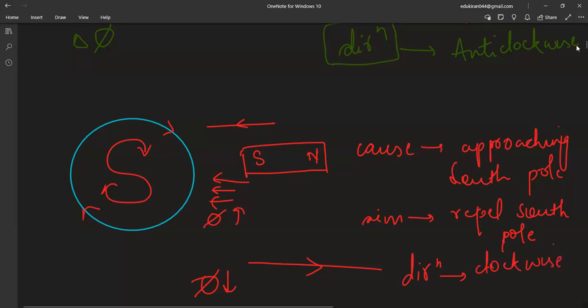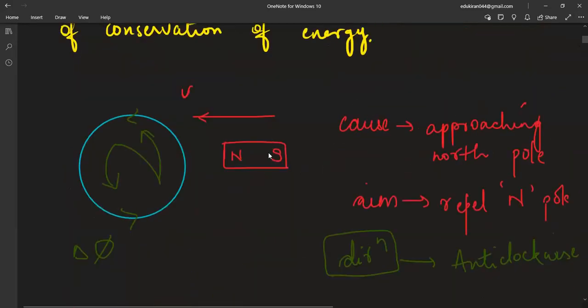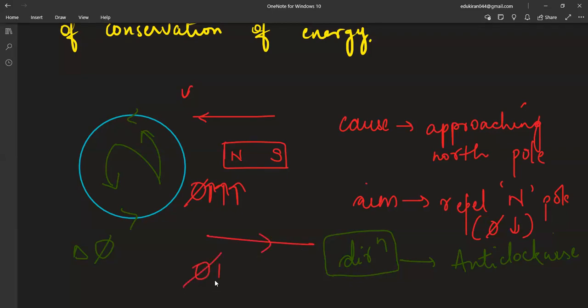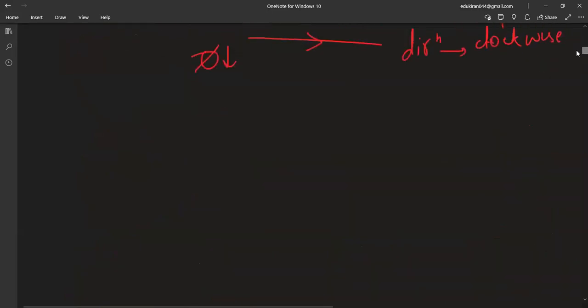See, look here in this question. When the North Pole, this bar magnet was coming towards this, flux was increasing. Now the aim, repel the North Pole means decrease the flux. This was the aim. So how could it be decreased? By moving the magnet away. When the magnet will move away, then only flux will decrease. So the only way to move the magnet away was by developing north polarity. Take one more example.